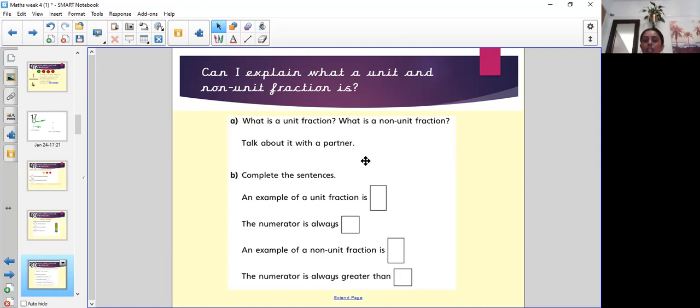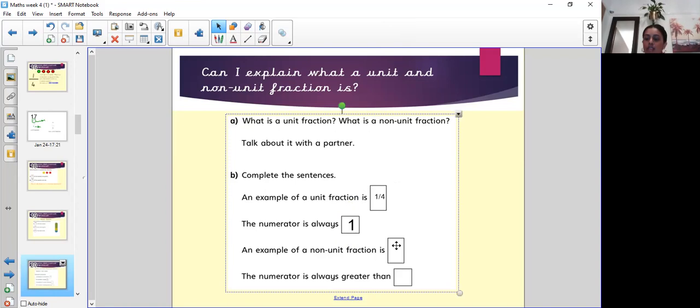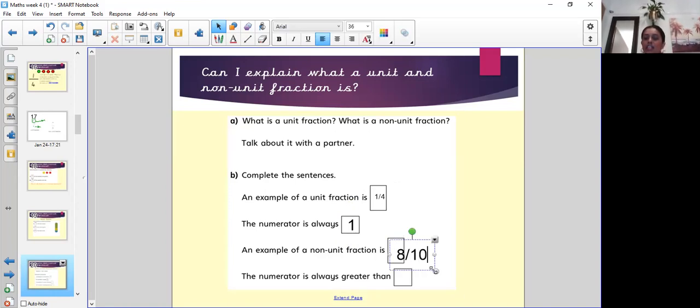Give me an example of a unit fraction. I'm going to give you my example of a unit fraction. I'm going to do 1 over 4. So 1 over 4 is a quarter. This is an example of a unit fraction because the numerator, which is the top number, is always 1. Then if I have a look at an example of a non-unit fraction, I might do 8 over 10, so 8/10, and the numerator is always greater than 1.